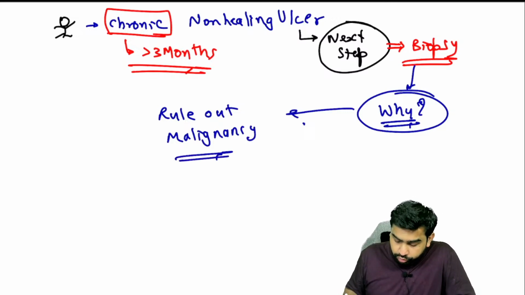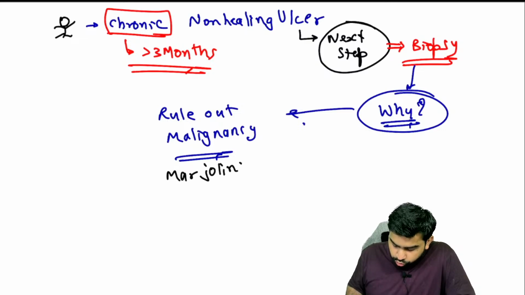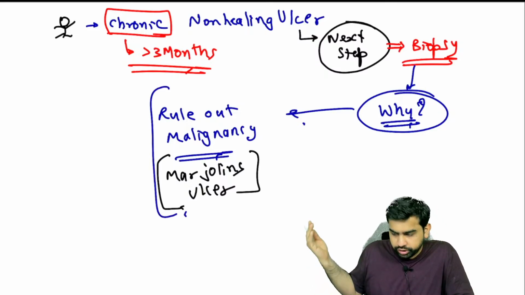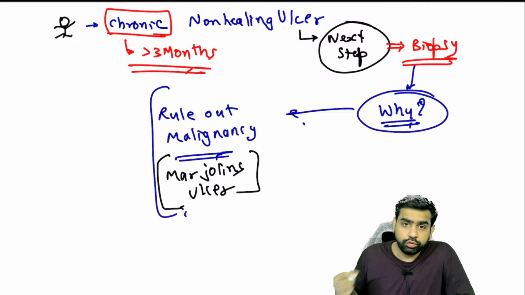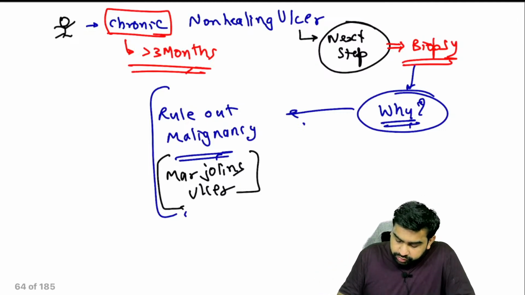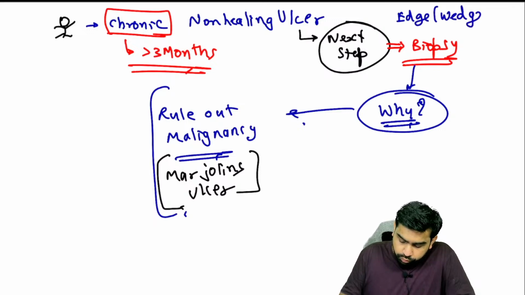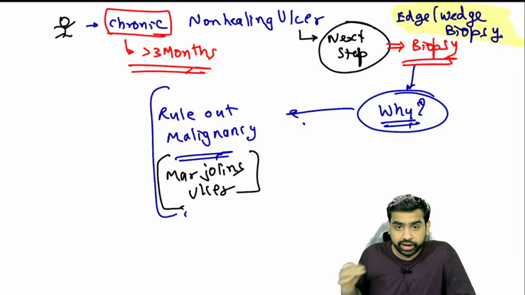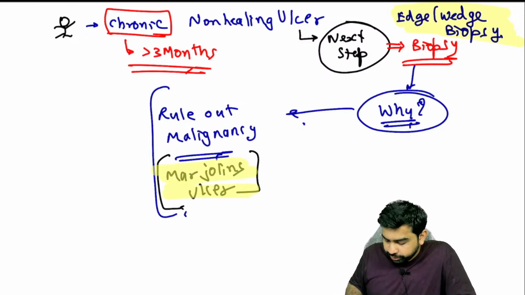So you have to rule out what you call a Marjolin's ulcer. So what is this particular Marjolin's ulcer? When you see that chronic non-healing ulcer, you have to do a biopsy. Which biopsy? This is what is called an edge or a wedge biopsy. That is why you want to perform this, because you want to rule out this particular Marjolin's ulcer.